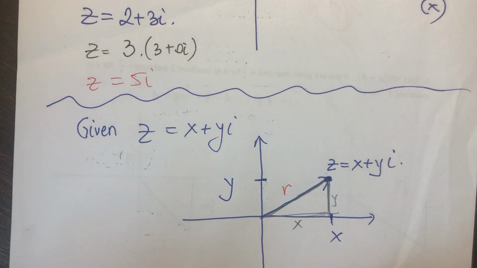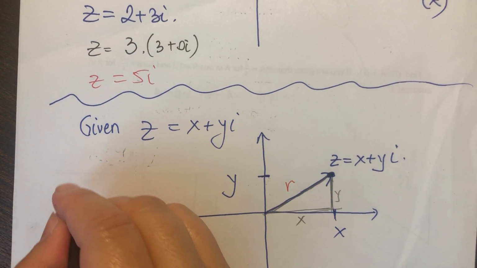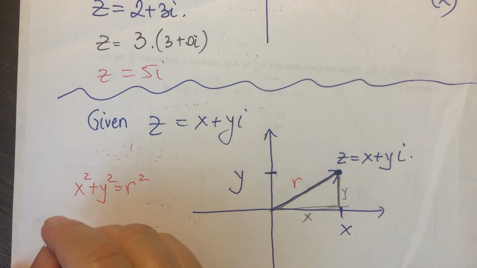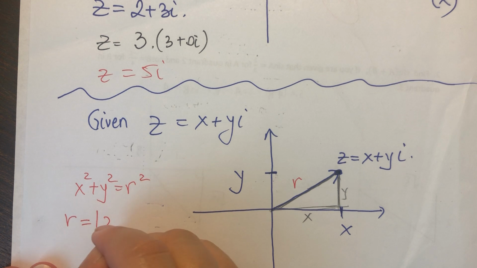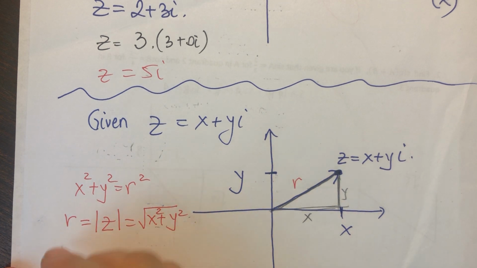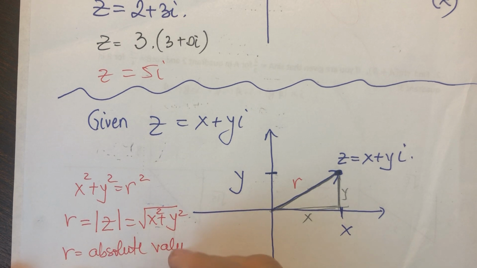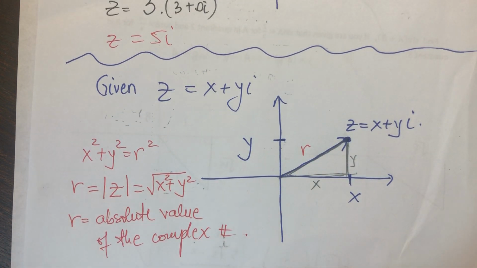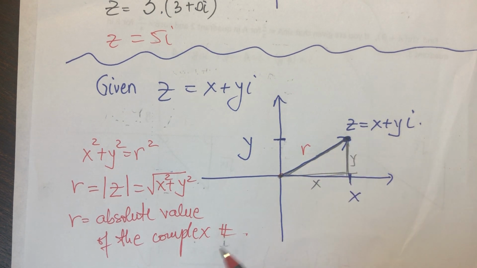And what is the connection between x, y, and r? It's that x squared plus y squared is equal to r squared, or r is equal to the absolute value of the complex number. So we can call it an r, or we can call it the absolute value of this complex number z. So it has its own notation. It is found the same way. It's simply the distance from the origin to the top of this arrow, right?